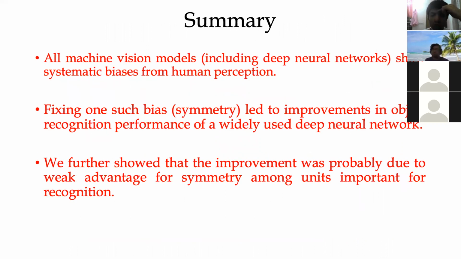So to summarize, all machine vision models, including deep neural networks, show systematic biases from human perception. And fixing one such bias, in our case symmetry, led to improvements in object recognition performance of a widely used deep neural network. We also further showed that this improvement was probably due to weaker advantage of symmetry among units which are most useful for object recognition. And we think this could be a general method to augment these machine vision models with human-derived biases and measurements and improve their model performance going forward.